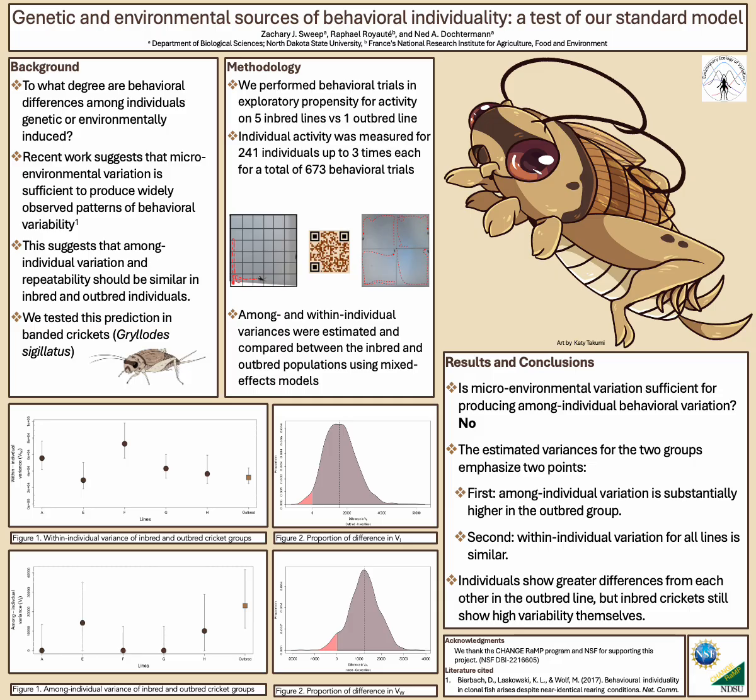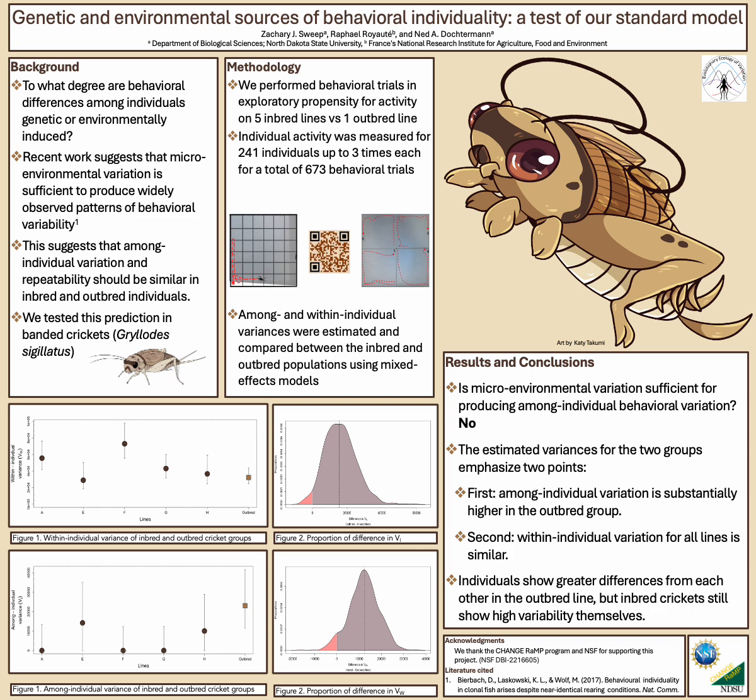So if we look at how we performed this study, we used 5 inbred lines and put it against 1 outbred line to find the among and within individual variation based on movement behavioral trials. So within that, what did we find? We did not find microenvironmental variation to be sufficient to produce among individual variation.